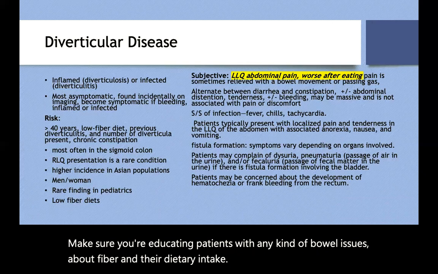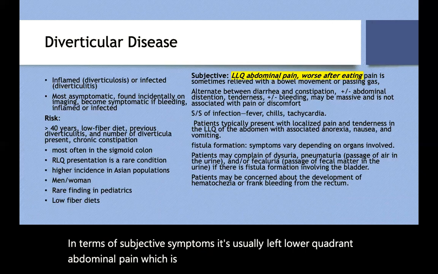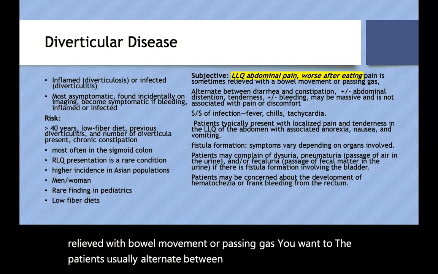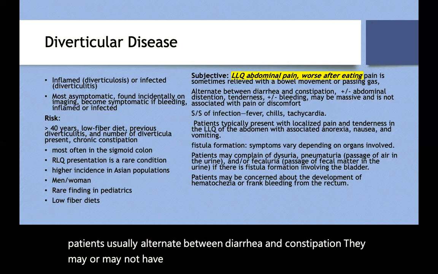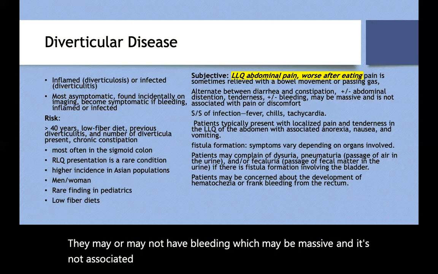In terms of subjective symptoms, it's usually left lower quadrant abdominal pain, which is worse after eating. The pain is sometimes relieved with a bowel movement or passing gas. The patients usually alternate between diarrhea and constipation. They may or may not have abdominal distension and tenderness. They may or may not have bleeding, which may be massive and is not associated with pain or discomfort.